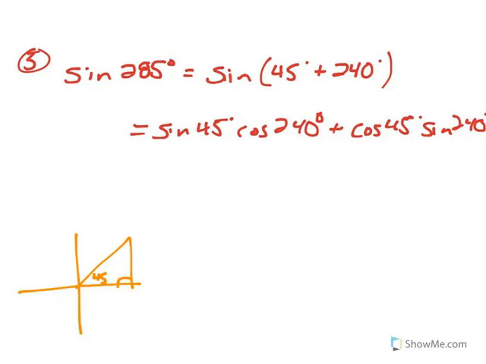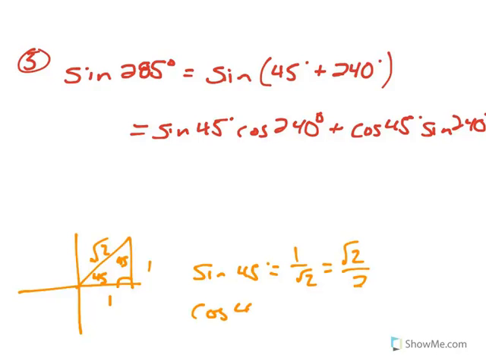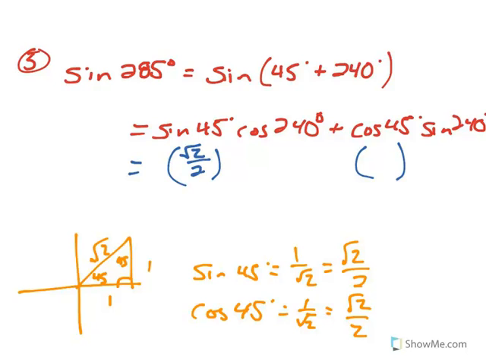45 degrees is in quadrant 1. Opposite 45 is 1. Opposite 90 is square root of 2. Therefore, sine of 45 degrees is y over r. That's 1 over the square root of 2, which is square root of 2 over 2. Cosine of 45 degrees is 1 over the square root of 2, because that's x over r, which is square root of 2 over 2. So in this equation, every place I have a cosine of 45 or a sine of 45, I can replace it with the square root of 2 over 2.